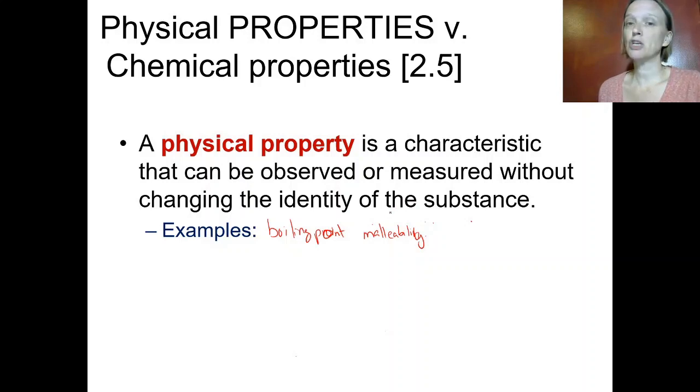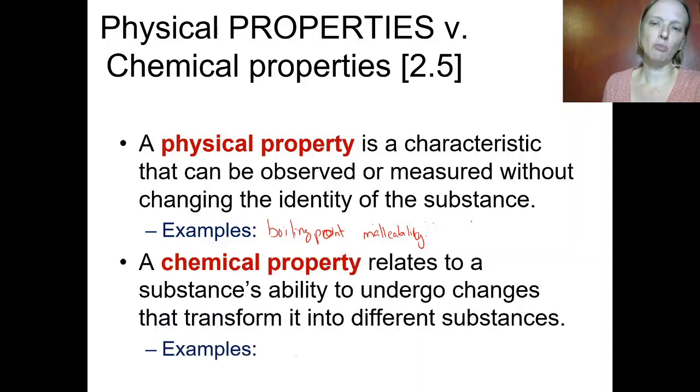It doesn't depend on changing the substance. When you boil water, it goes from a liquid to a gas, but it's still water molecules that you have there. You haven't chemically changed the water. With malleability, you started out with a solid lump of copper and then you hammered it into a sheet. It's still copper. It has not changed its identity.